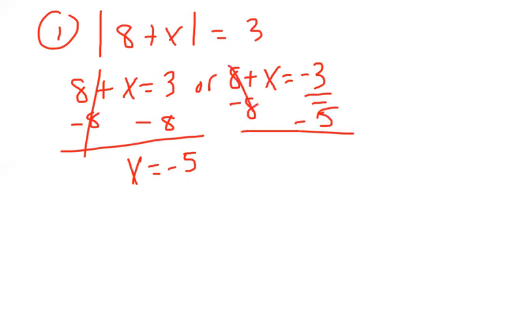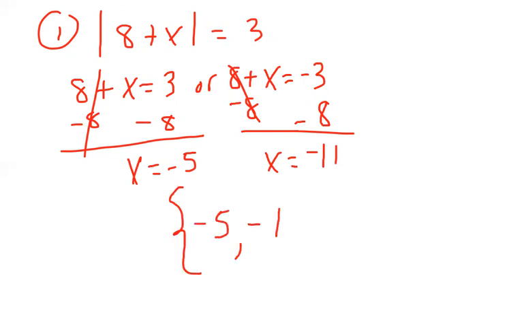So this cancels out, leaving you with x is equal to negative 11, guys. So here, the solution set for this problem will be negative 5, comma, negative 11. And just like that, guys, we are done.